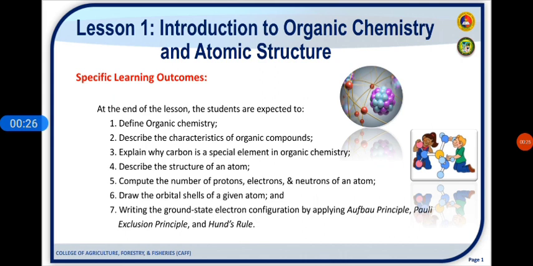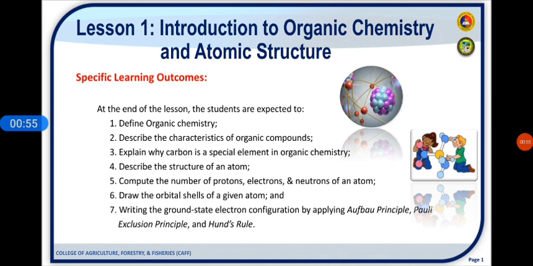Number 1, define organic chemistry. 2, describe the characteristics of organic compounds. 3, explain why carbon is a special element in organic chemistry. 4, describe the structure of an atom. 5, compute the number of protons, electrons, and neutrons of an atom. 6, draw the orbital shells of a given atom.